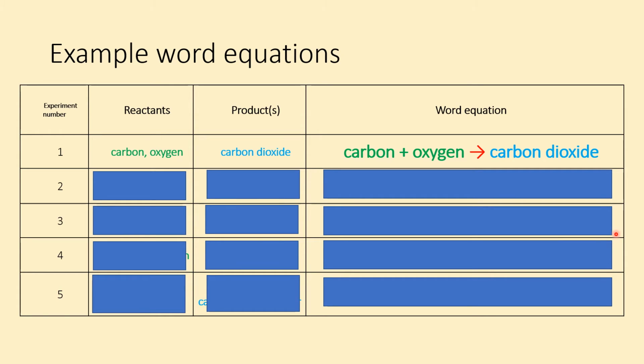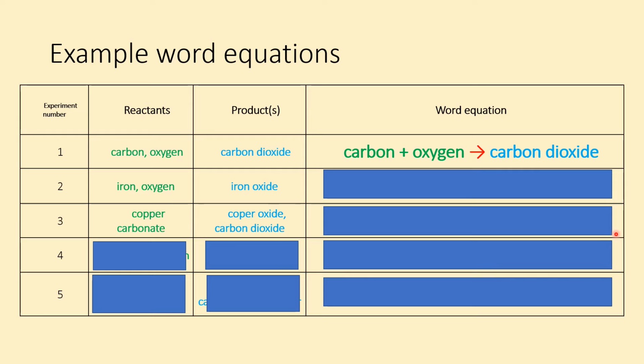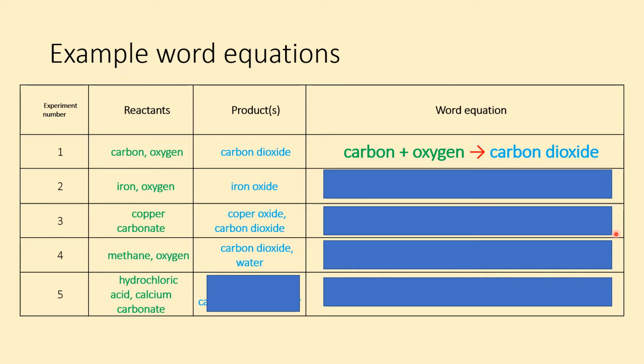Right, let's have a look at some of the other reactants and products. So we've got iron and oxygen to make iron oxide, copper carbonate, making copper oxide and carbon dioxide, methane and oxygen going to make carbon dioxide and water, and hydrochloric acid and calcium carbonate making calcium chloride and carbon dioxide. So these are all reactions that you will come across in this topic or the acids and alkalis topic. We're going to come back to word equations again and again throughout science, so please don't panic if you're not understanding everything right now. It's fine. All right, so have a go at doing those if you want to, and then I'll reveal the answers in a couple of seconds.